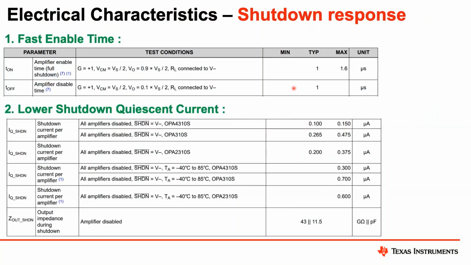And here are the electrical characteristic specifications of OPA310 that I want to draw your attention to. Here is the 1 microsecond enable time and also the 265 nanoamperes of quiescent current in shutdown for the single channel. Now, if you go to dual and quad channel, the shutdown current per amplifier drops even lower.